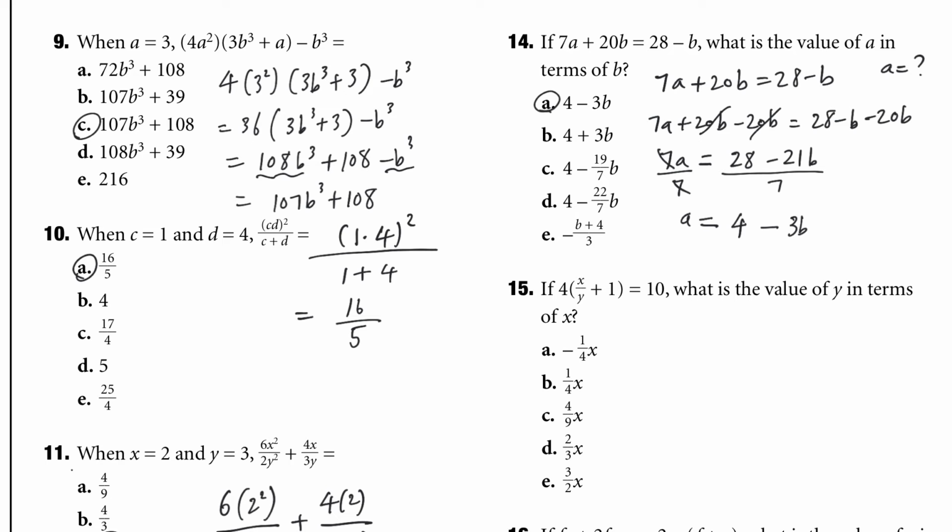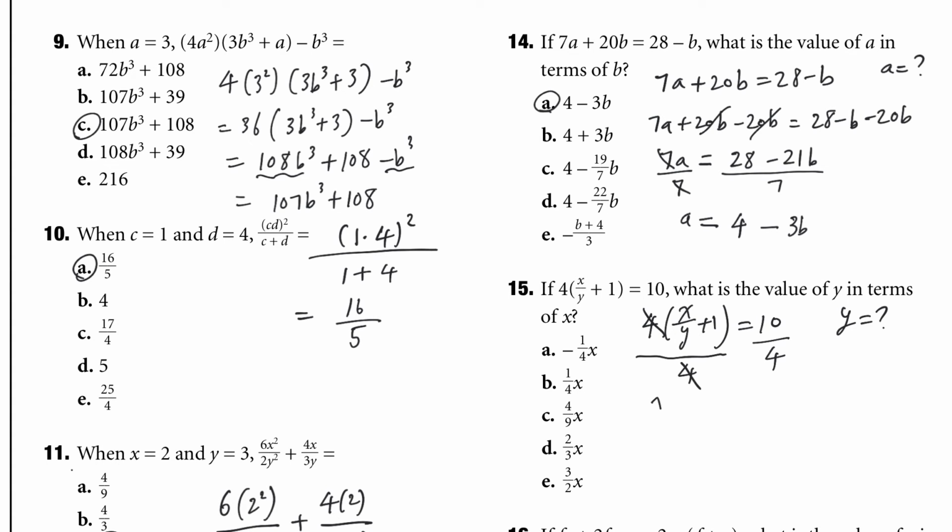15. If 4 times (x over y plus 1) is equal to 10, what is the value of y in terms of x? This time I'm going to first expand the brackets. Actually, before I expand, I don't have to expand any brackets because I'm going to try to get rid of 4 first. How do I do that? I divide both sides by 4.